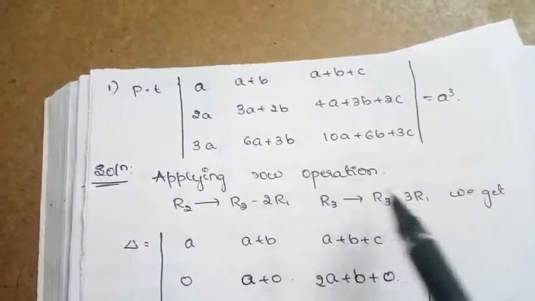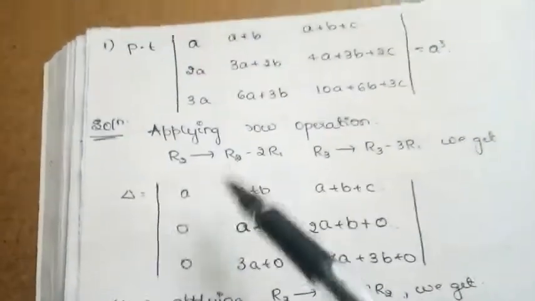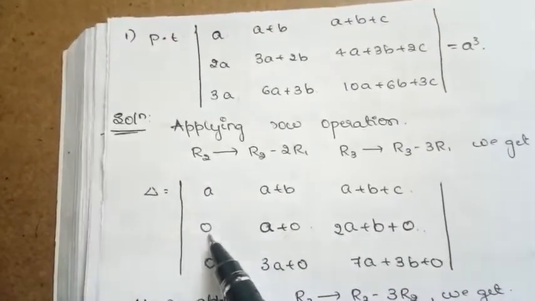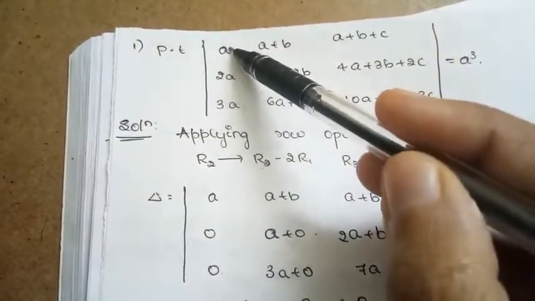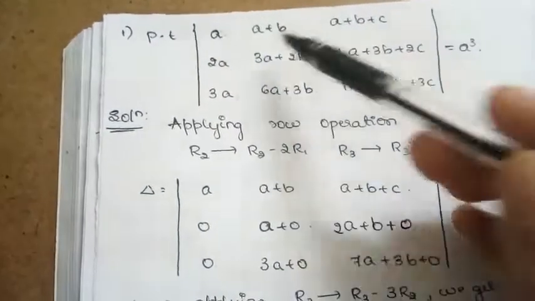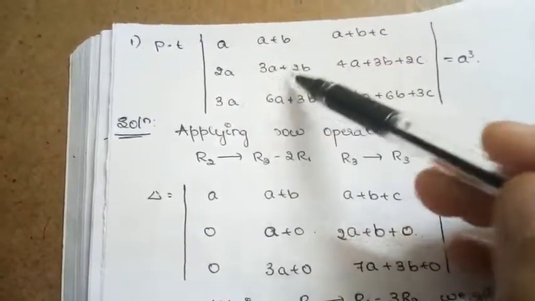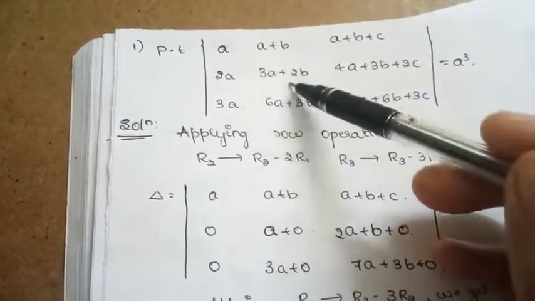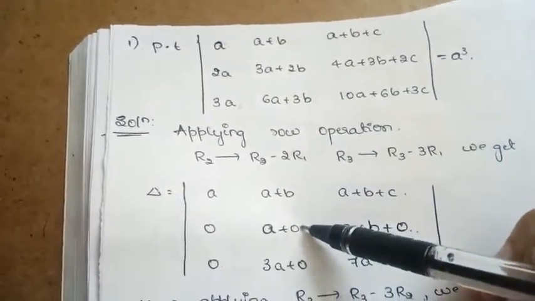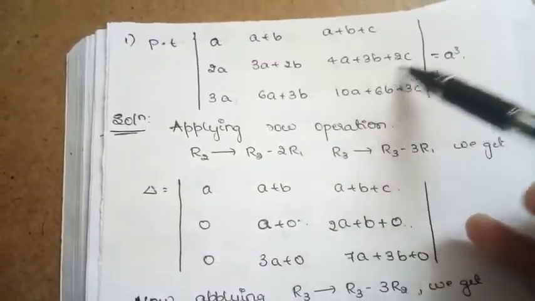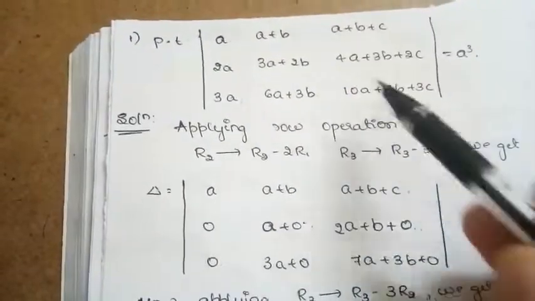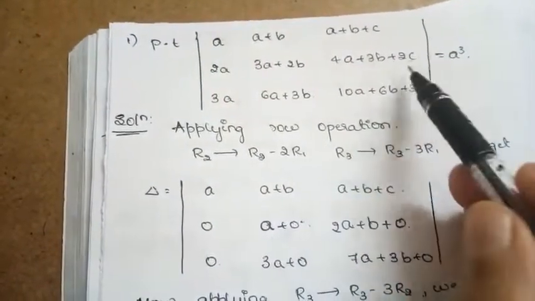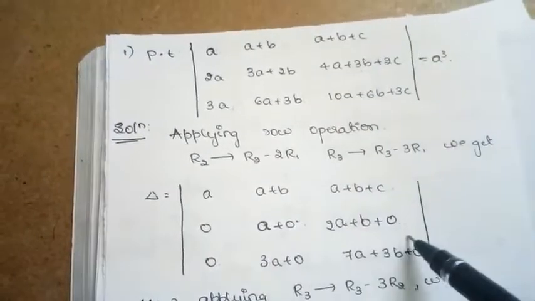After using these two row operations, our matrix becomes: the first row remains as it is because there are no changes in the first row. In the second row, 2a minus 2 times a is 0. Again here, R2 minus 2 times R1: 3a minus 2a becomes a, 2b minus 2b becomes 0. Similarly here, R2 minus 2 times R1: 4a minus 2a is 2a, 3b minus 2b is b, 2c minus 2c is 0.